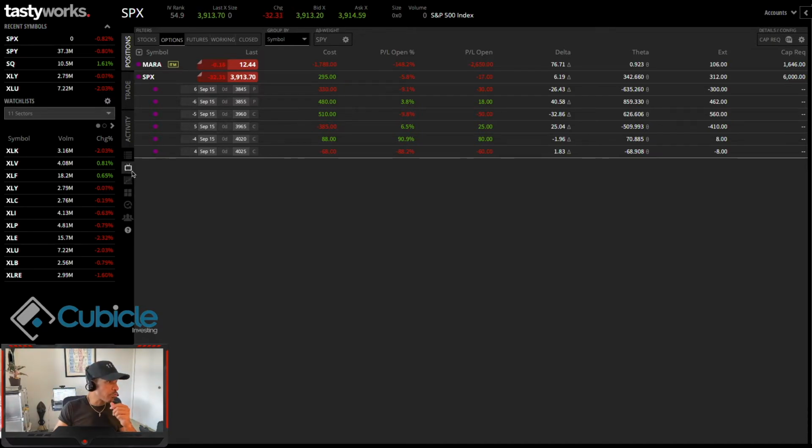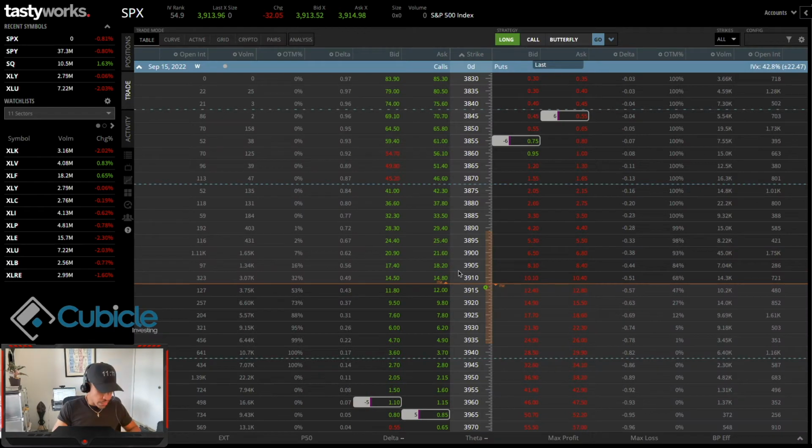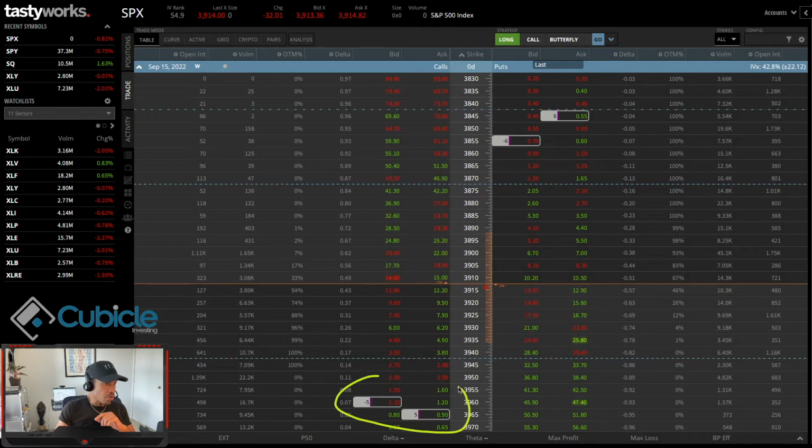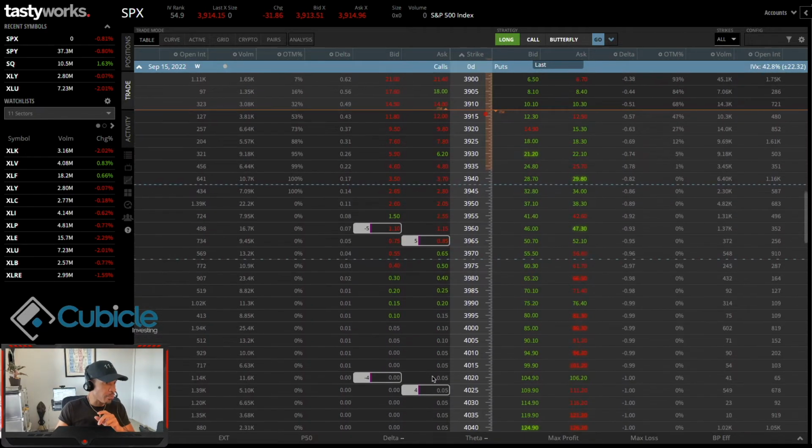But if we look at the trade itself, we can see that the price of the underlying is exactly where we need it to be, right? So it's right in the middle of the vertical put credit spread and then the call credit spread. And of course, I have one that's a lot further away from the price of the underlying.